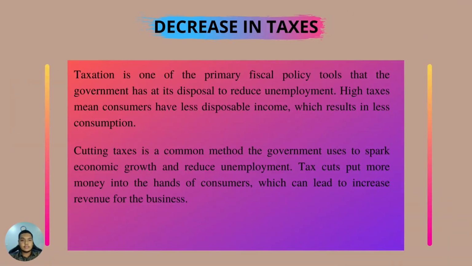The first one is decrease in taxes. Taxation is one of the primary fiscal policy tools that the government has at its disposal to reduce unemployment. High taxes mean consumers have less disposable income, which results in less consumption. When consumers buy less, business takes in less revenue and is less likely to hire new workers or may even lay off workers to reduce costs.